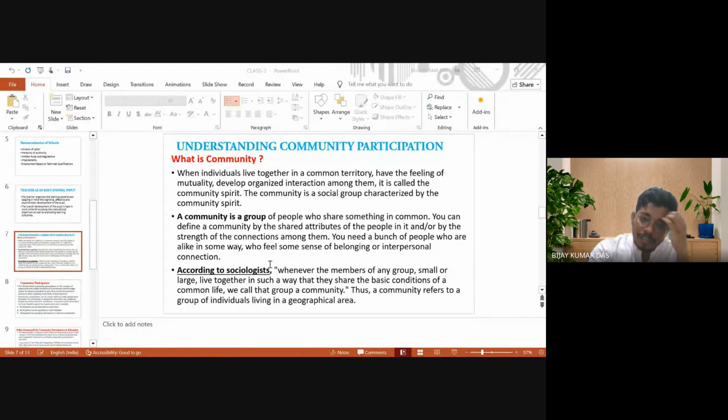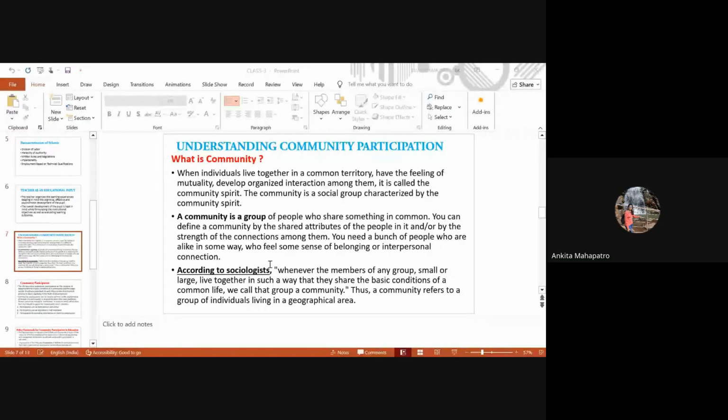What is community? Anything comes to your mind? There are so many easy things I am skipping. So easy things, it will retrieve all the things. So important points may be left.